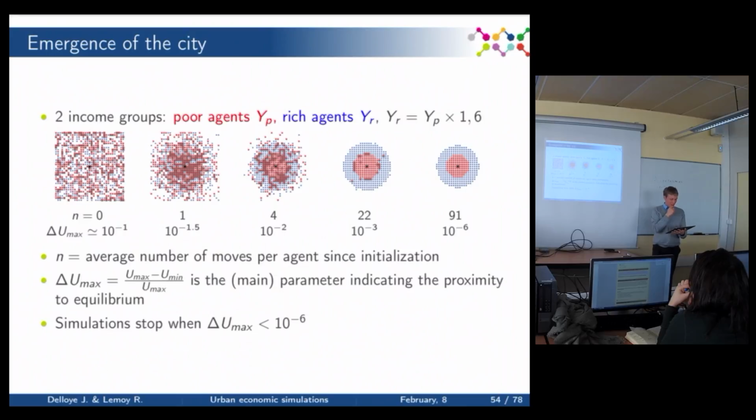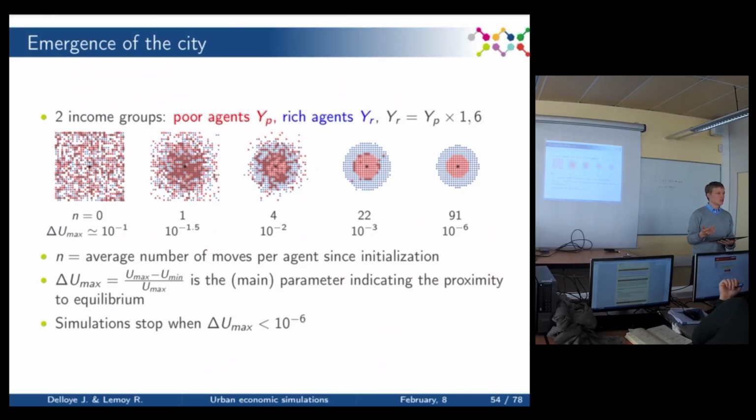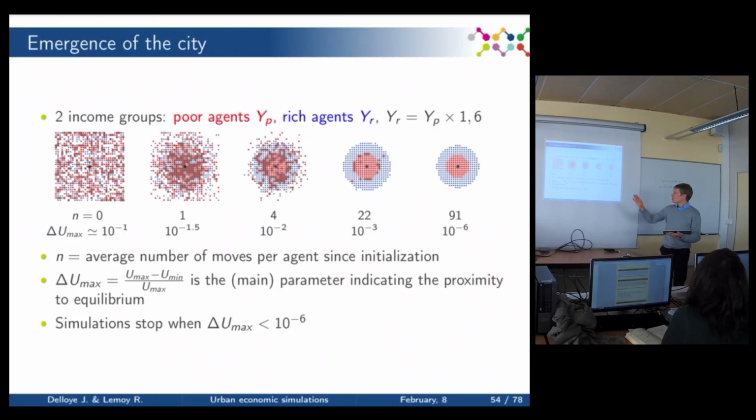So then I'll show you what happens with two income groups. You have poor agents in red and rich ones in blue, and rich ones have a higher income. I just chose some factor. And you see on the pictures how the system evolves as a function of what I call N, the average number of moves per agent since initialization. Since we are choosing agents randomly, you have an average number of moves per agent. So it's kind of the evolving time. And you see that with evolving time, you come closer to some kind of equilibrium, which I will describe a bit further.